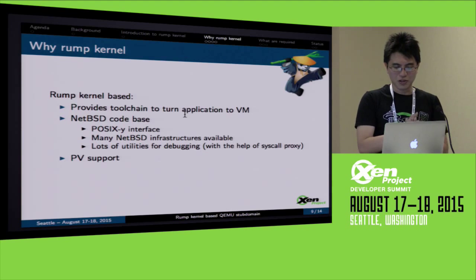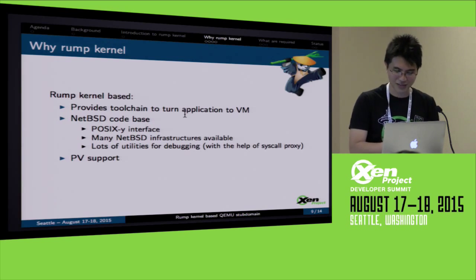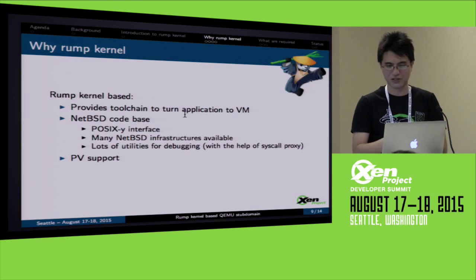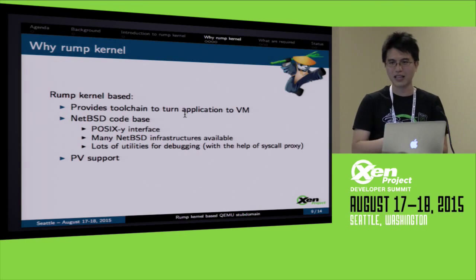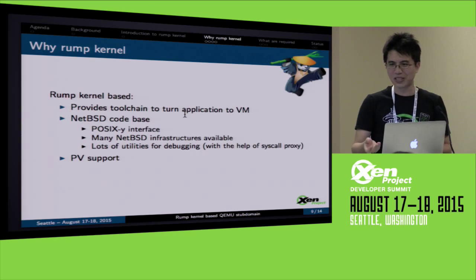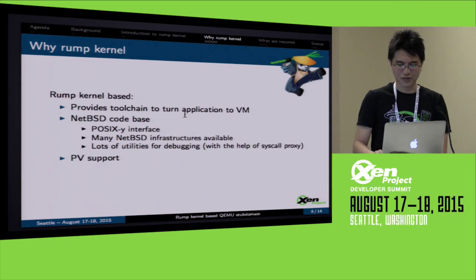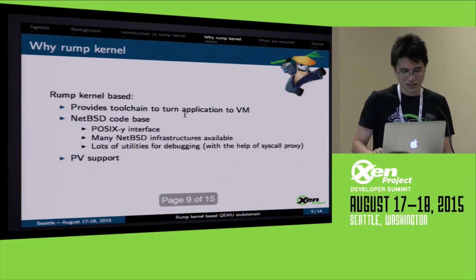And then the most important bit is that it provides some POSIX interfaces. It doesn't provide all POSIX interfaces, such as signals and fork and this and that, but for building a QEMU stubdomain, that's good enough. And the most important bit is that it has PV support. Well, that's basically all we need for that.